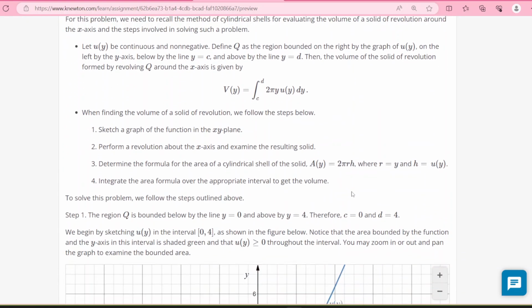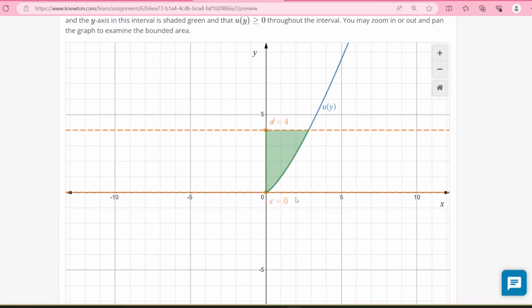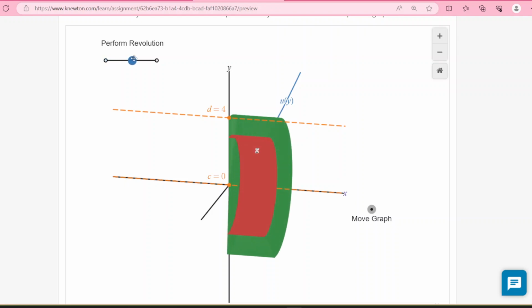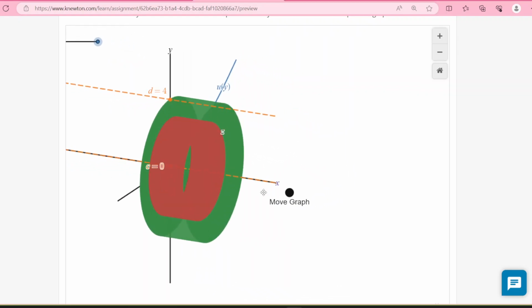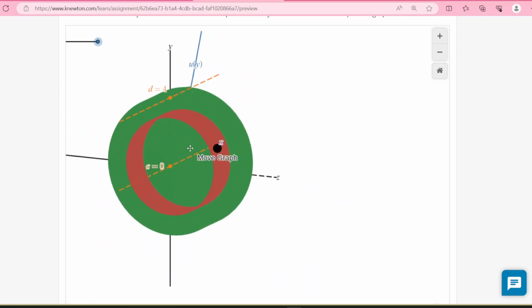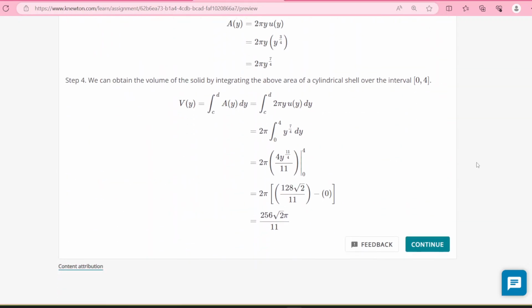All right. And again, here's the region we were shown that I drew. And then rotate that region around the x-axis, and you can see the 3D shape being formed. I'll do it slowly. And again, that little red thing there is just one of the cylindrical shells that would make up the whole green shape. And we found the volume of that green figure. Great.